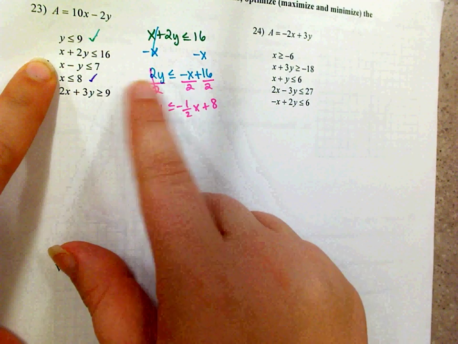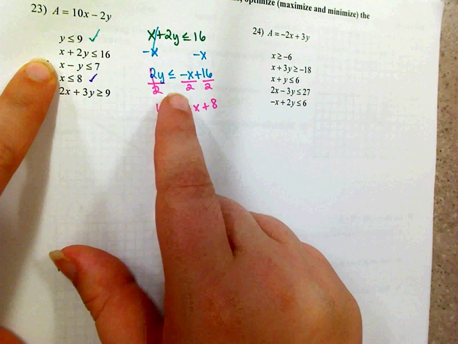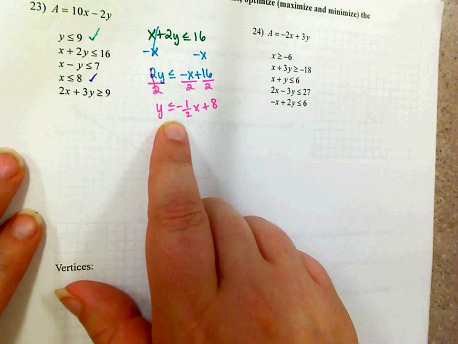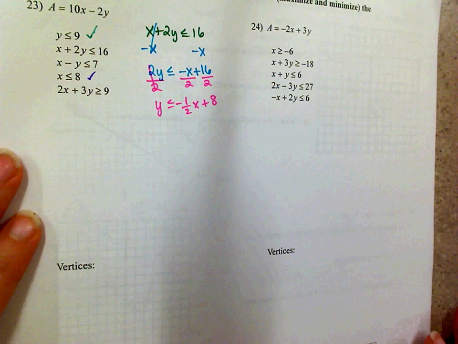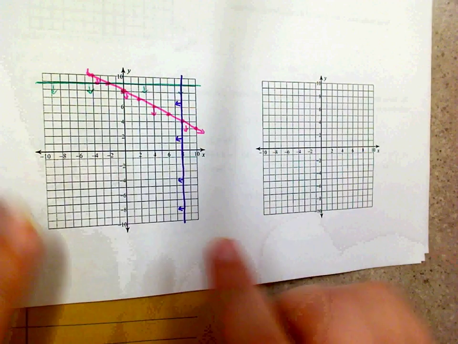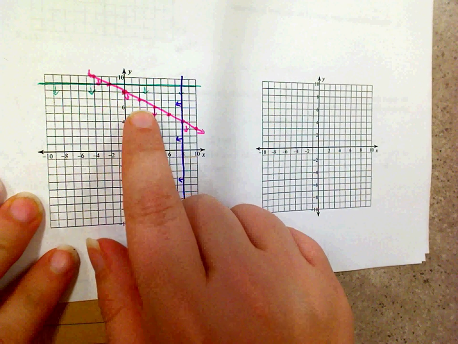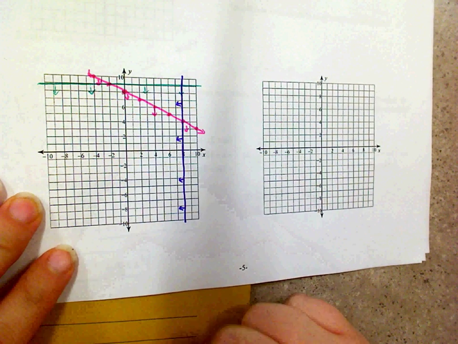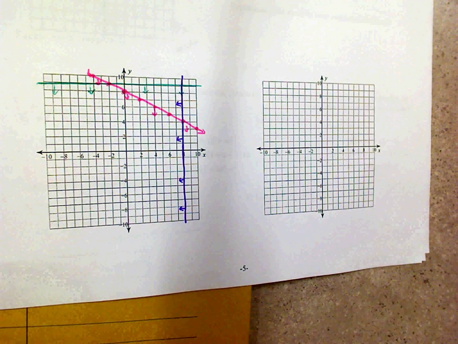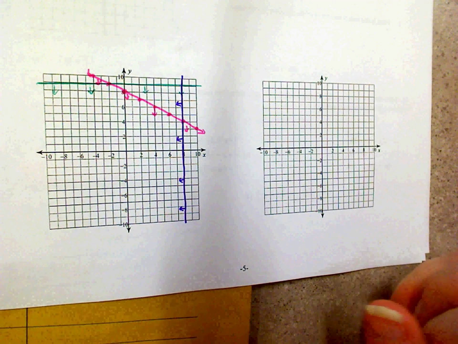We subtracted x over. We then divided by 2 and found that my inequality was y is less than or equal to negative 1/2 x plus 8. So we have a positive 8 and a slope of negative 1 over 2. So if you haven't graphed that already, go ahead and do so. And that's less than or equal to, yeah? Okay. So now we need to work on the others.